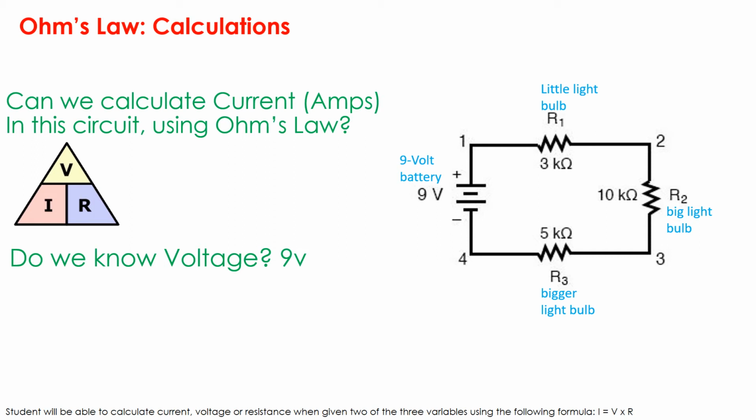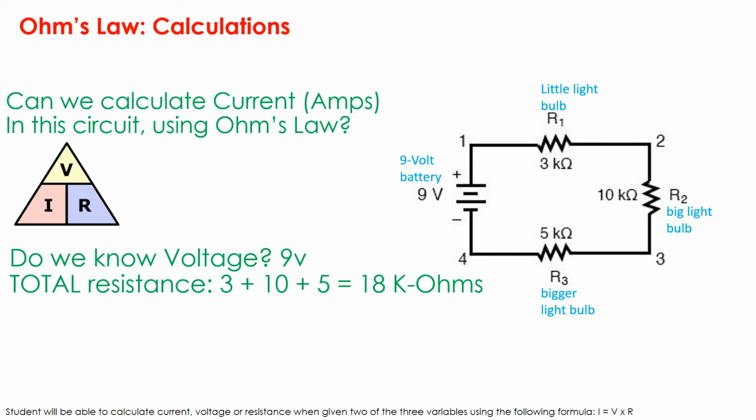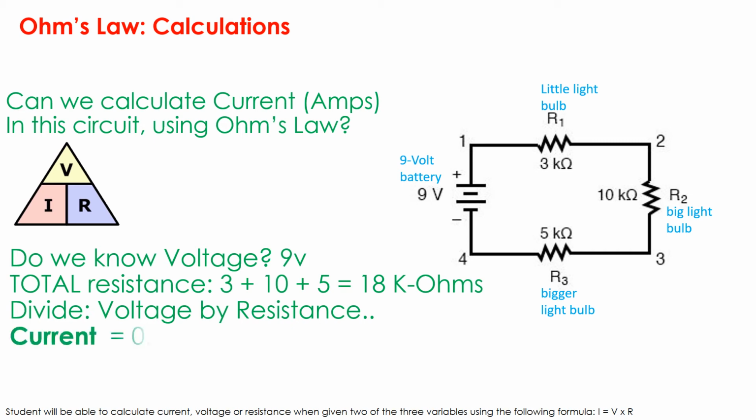Now look at the diagram and think about it. You're probably hitting the right number. 3 plus 10 plus 5. 18 kilo ohms, right? With a K in front. All right, regardless, we're going to divide these numbers. So what do we get? Think about it. 9 is what part of 18? You got it. 0.5 amps or a half an amp.